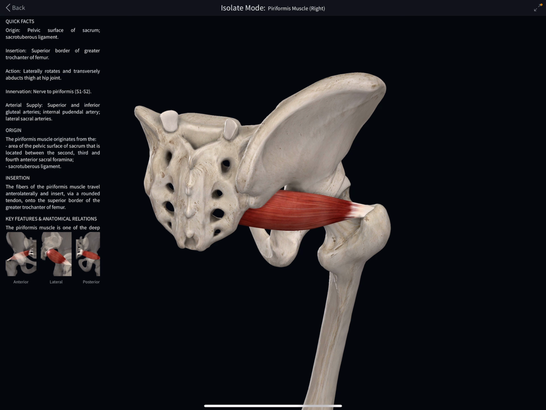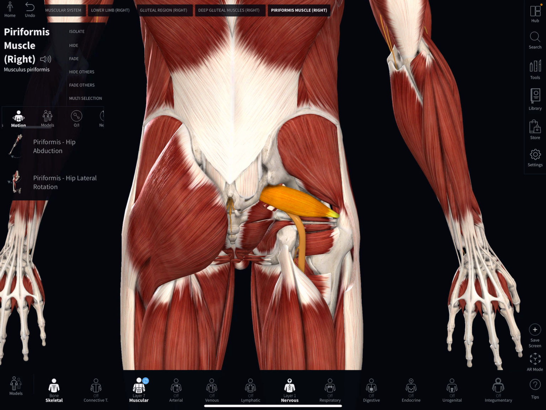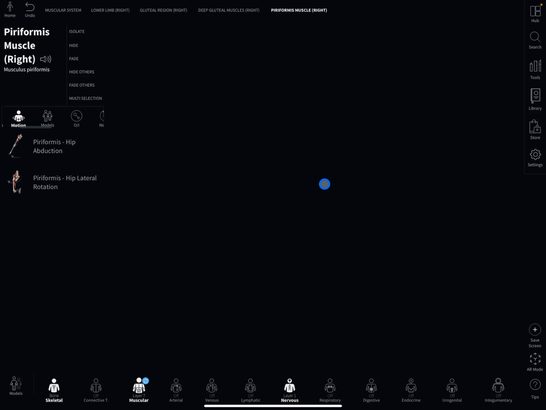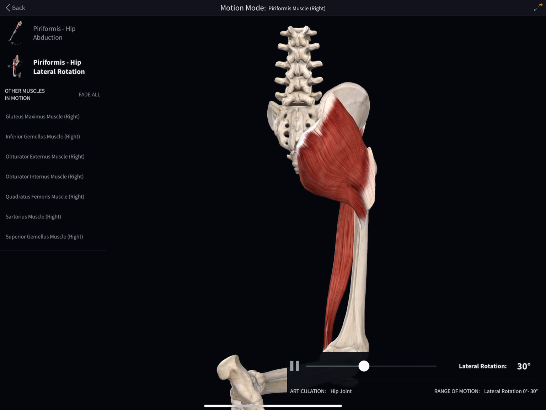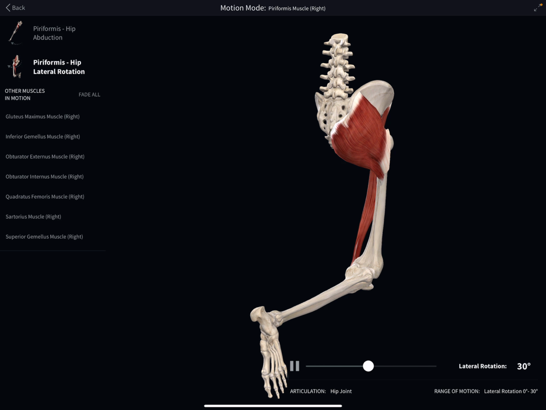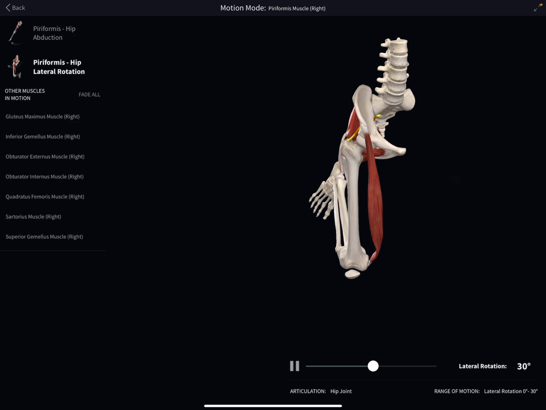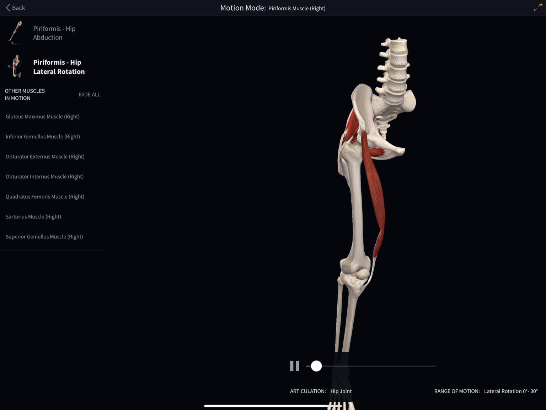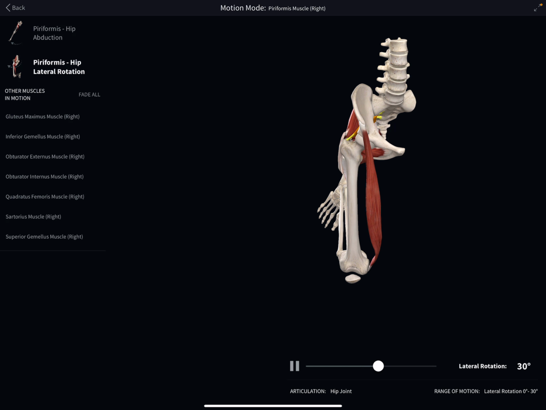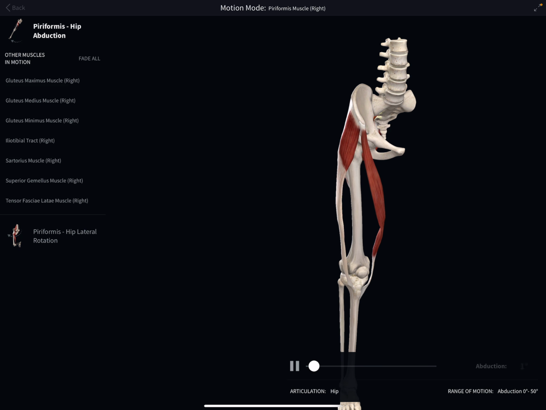The piriformis usually helps with external rotation of the hip, or turning your thigh outward, and I'm going to show that to you here. With that knee bent, you'll see that the foot will go inward and the hip will open up outward, and that's called external rotation. And then it also is responsible for hip abduction, or bringing your leg away from your midline, and that's this motion here.